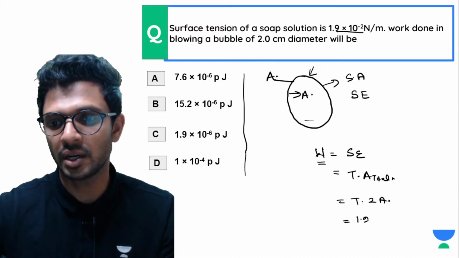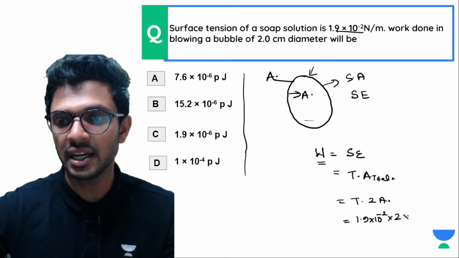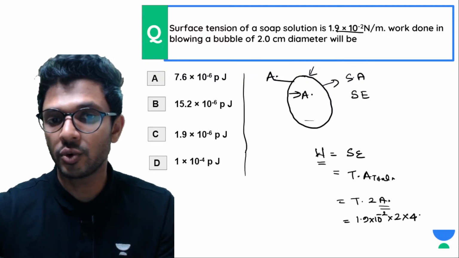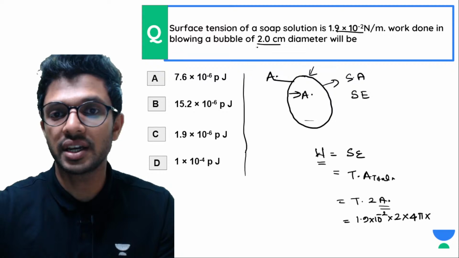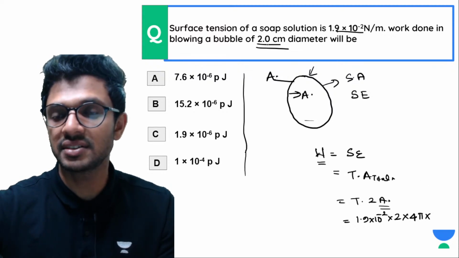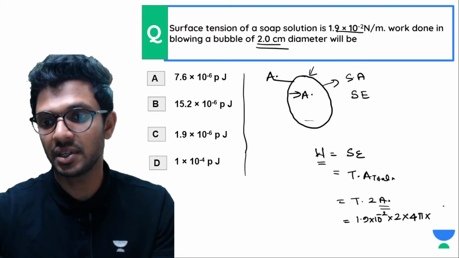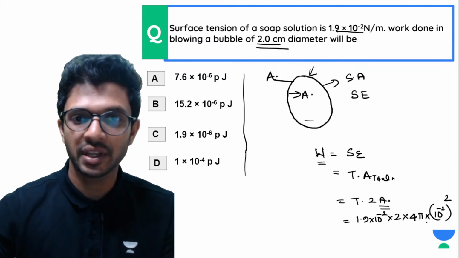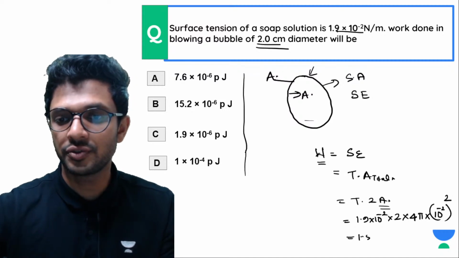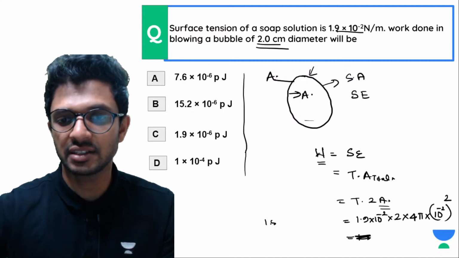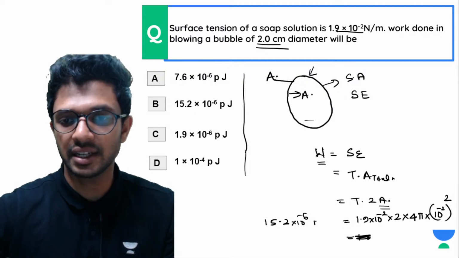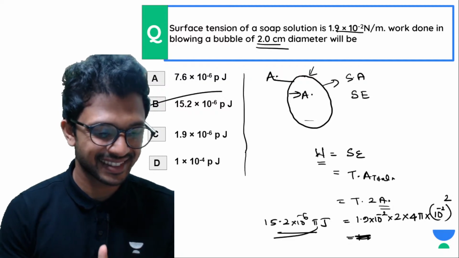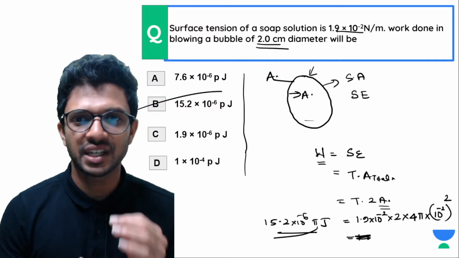So surface tension is 1.9 into 10 power minus 2 into 2 into area of a bubble of spherical shape. Formula 4 pi r square, square of radius. Diameter is given 2 centimeter. Radius कितना? 1 centimeter. So in meters 10 power minus 2. Square कर ले 4 pi r square. How much you will get? 15.2. You will get this as 15.2 into 10 power minus 6 pi with the unit of joule. Option B is the answer. हो गया? Is this question clear?